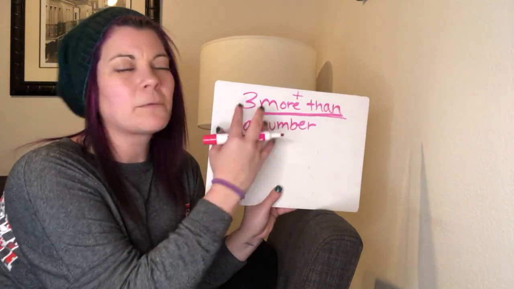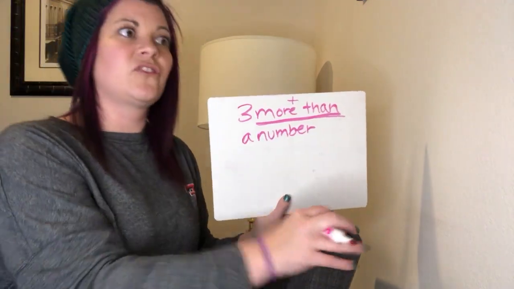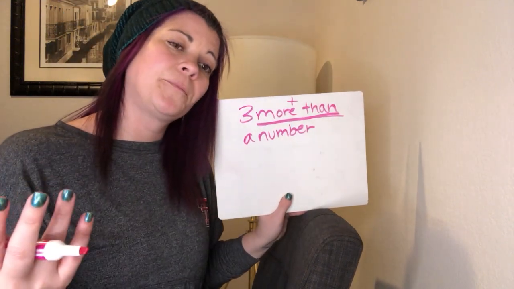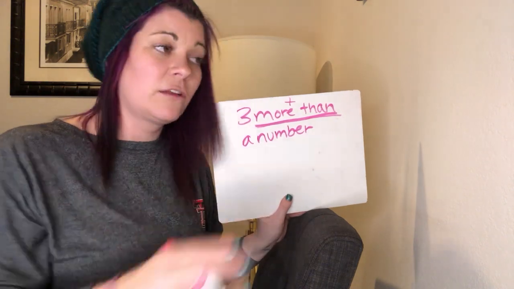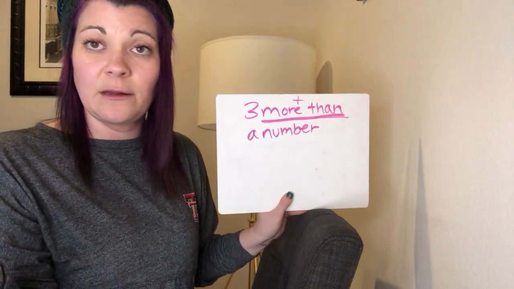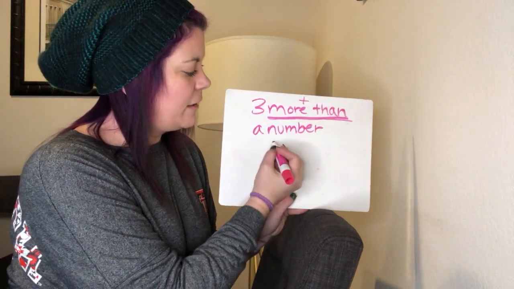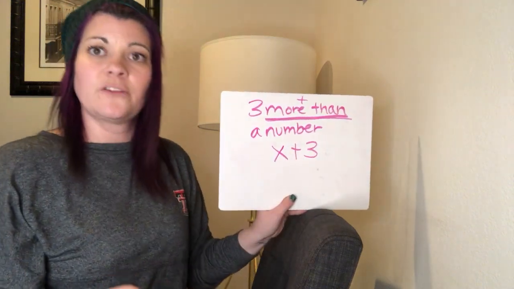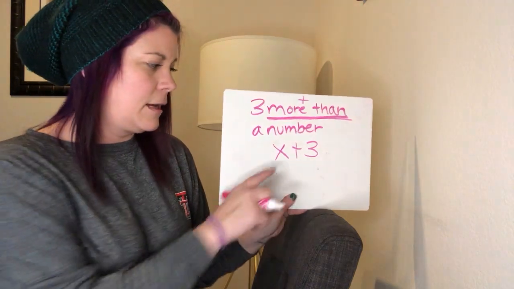But in this case, we want to write how it's said. If you don't know what it is, just think about a scenario. What is 3 more than 10? Well, you would start with 10, and then you would add 3 to it, because 3 more than 10 is 13. So you did 10 plus 3. So 3 more than a number is you start with that number and then you add 3 more to it. So this is how you would write this expression, x plus 3. X stands for a number.